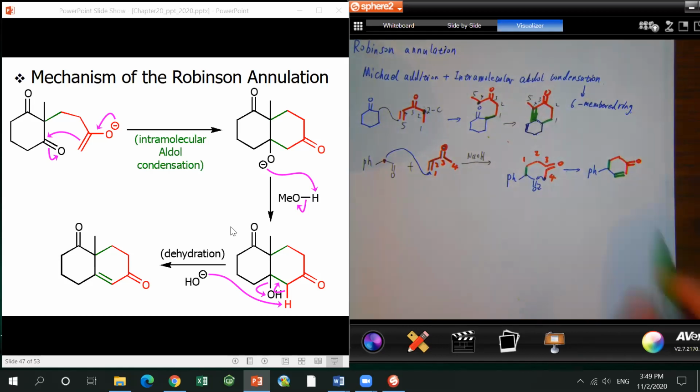So eventually you build a 6-membered ring, and then the double bond between the conjugated ketone, the alpha carbon with the carbonyl carbon of the original nucleophile, okay.